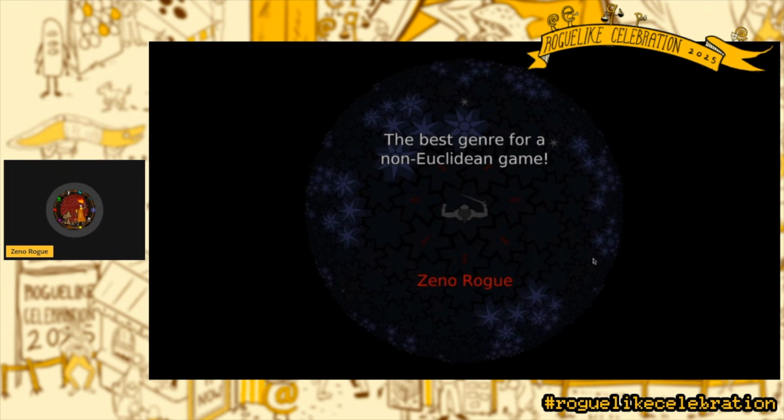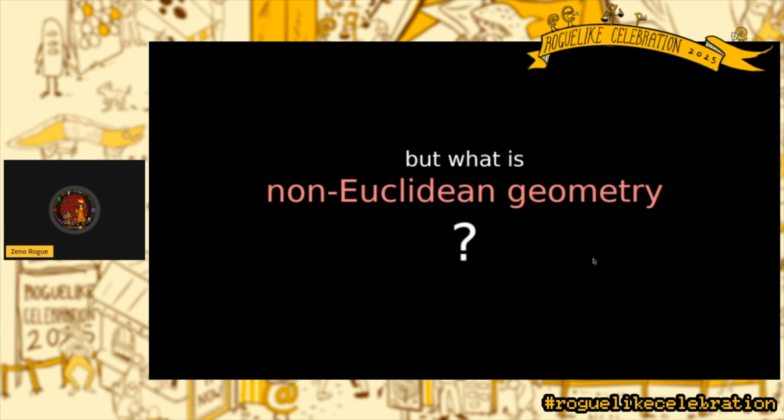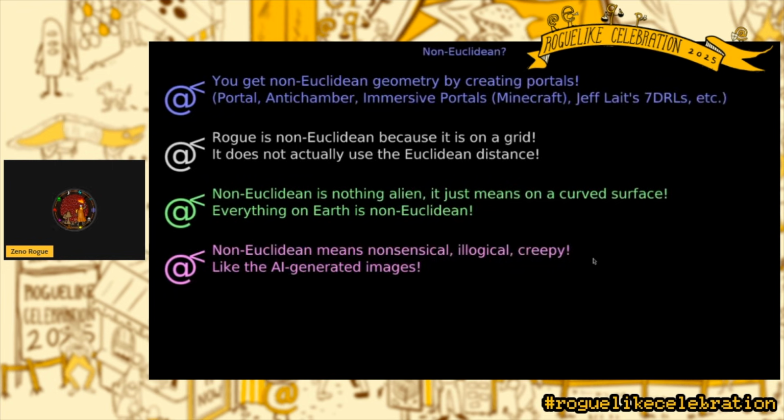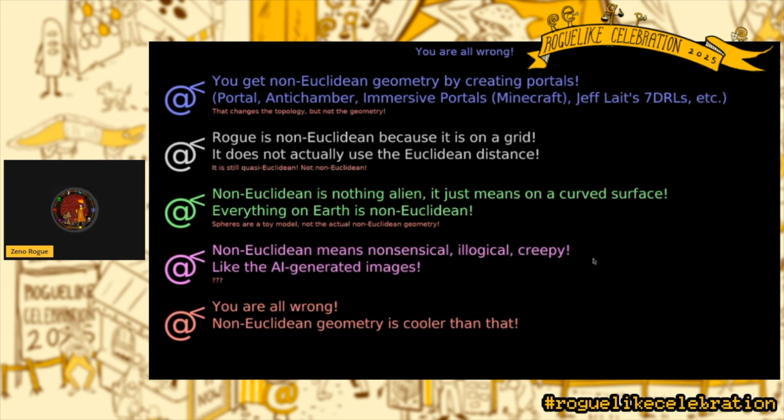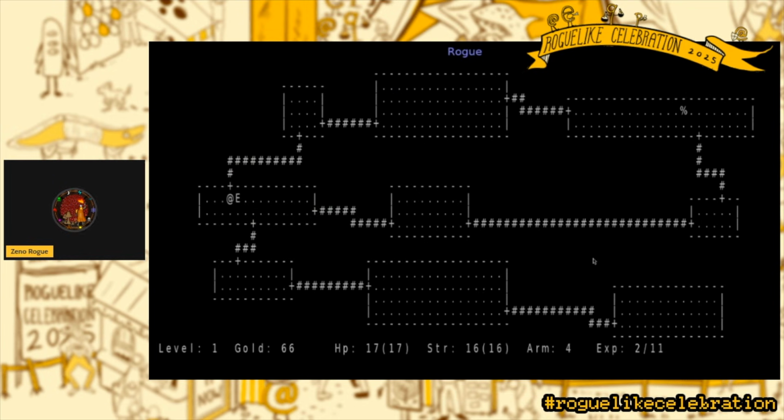Okay, so thanks for the introduction. We'll be talking about non-Euclidean games. Let's start with explaining what non-Euclidean geometry actually is. Non-Euclidean is a quite commonly used word, and people use it for many different things which are somehow conflicting. I don't want to talk about these interpretations because they are basically all wrong, and what non-Euclidean geometry actually is, is different from that.